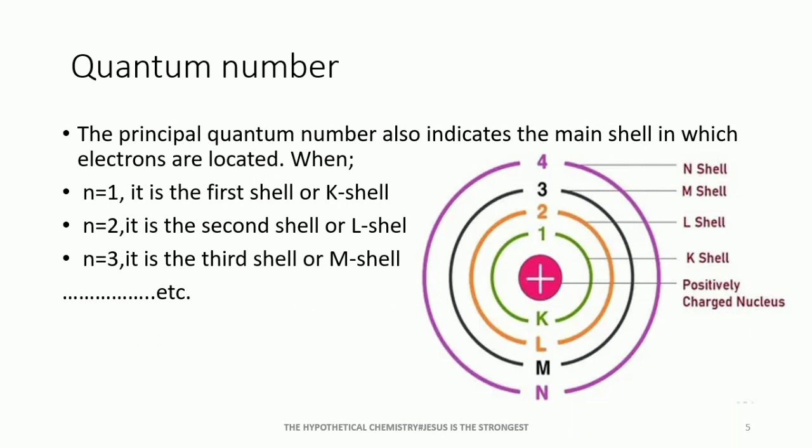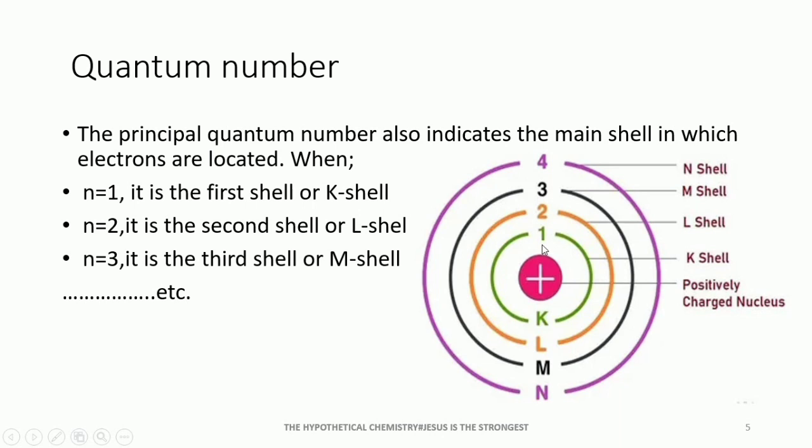We have this model here. So this is an atom. We have the center being the positively charged nucleus here. Then we have the first shell represented by 1 in green color. We have this orange color represented by 2 being the second shell. We have the black color being the third shell, and then the purple being the fourth shell.